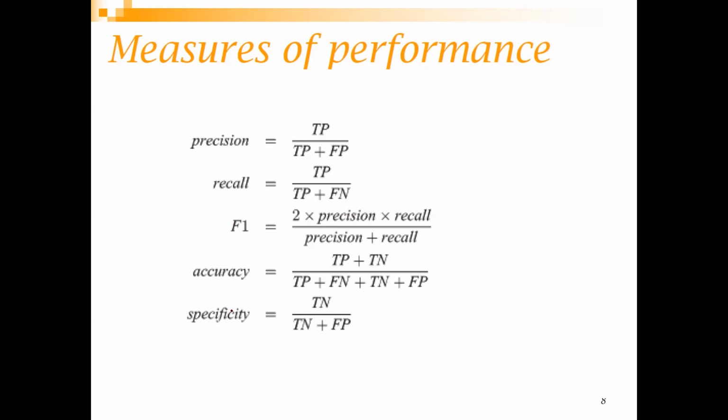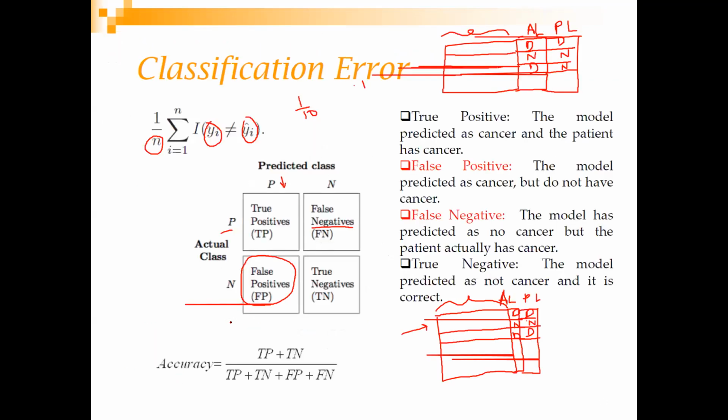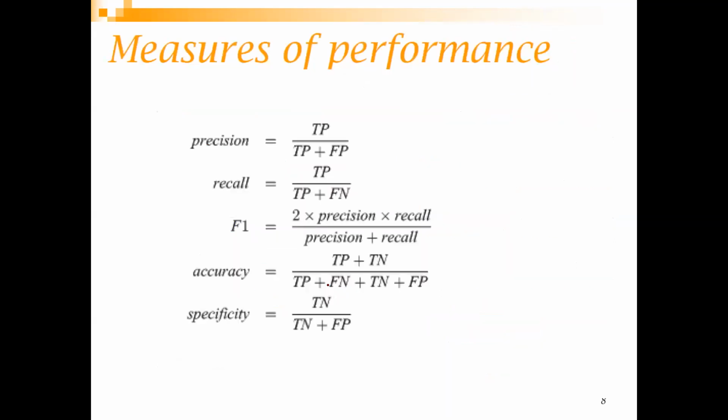Accuracy you have already seen, and specificity is another term which tells you, when you are saying something is negative, how accurate you are. So what is this TN plus FP? Let's go back and see. TN plus FP is the number of negative classes that are there, right? So you can say that recall is about the positive class, and specificity is about the negative class.